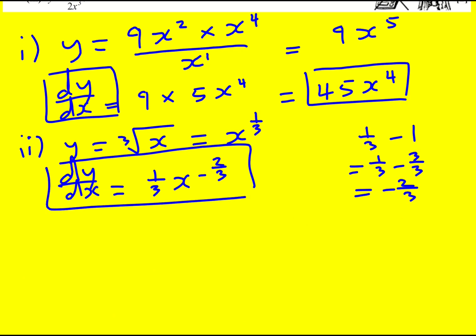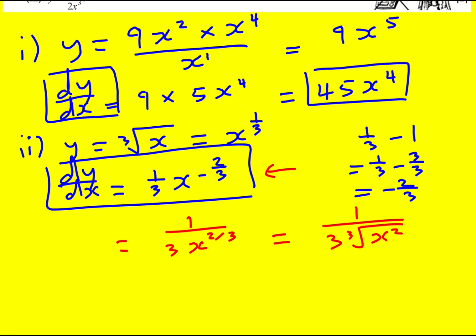It doesn't say we have to leave our answer in a particular way, but just for fun, it would be 1 over 3 x to the 2/3, because I can bring it together. I can write this as 1 over x to the 2/3, but then I can multiply two fractions to bring it like this, and then it could be 1 over 3 cube root of x squared. But I personally think that looks better anyway.